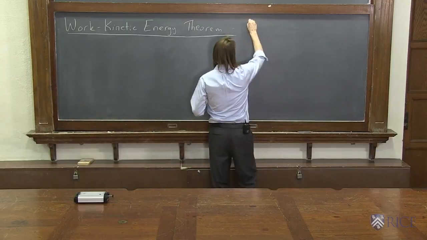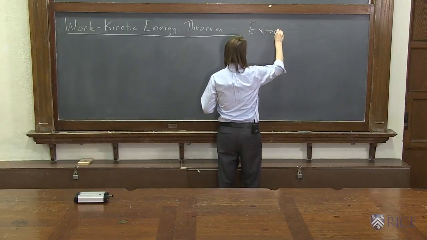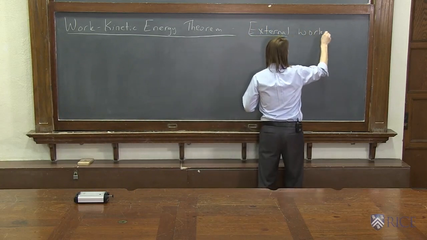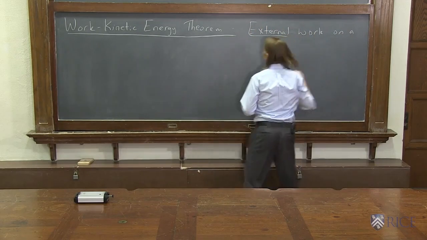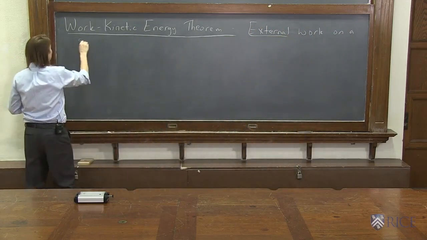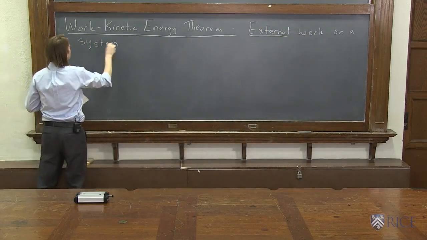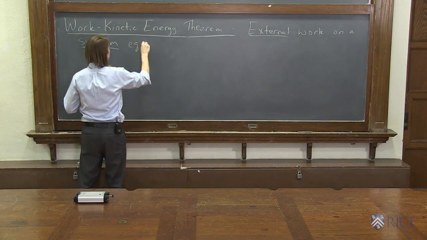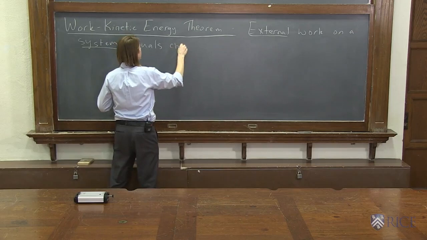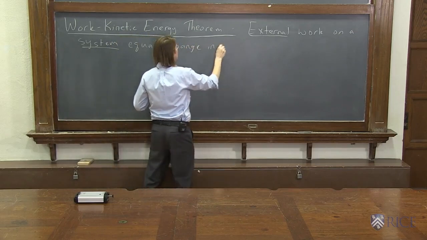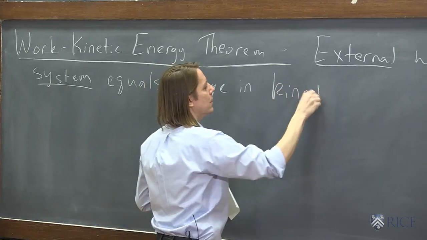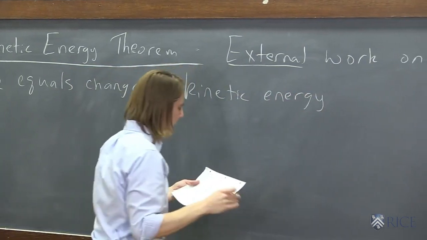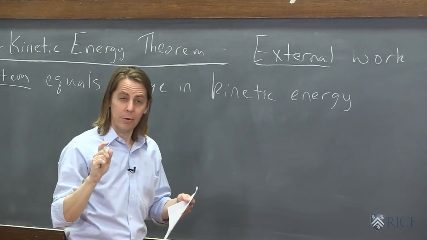Okay, here we go. So, external work. We'll have to talk about what external work means. Work on a system, we're going to talk about what system means. External work on a system equals the change in kinetic energy. And now here come the little assumptions.